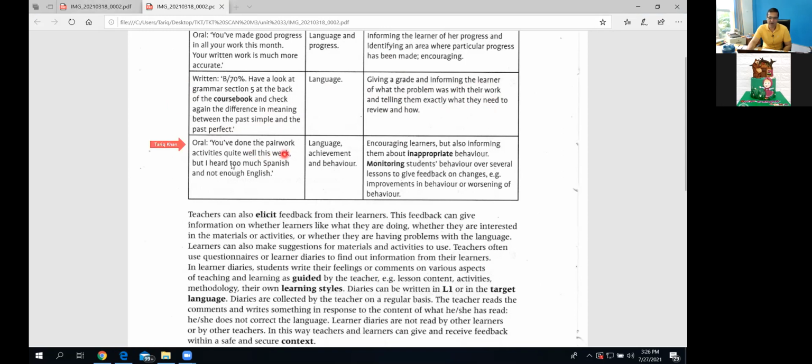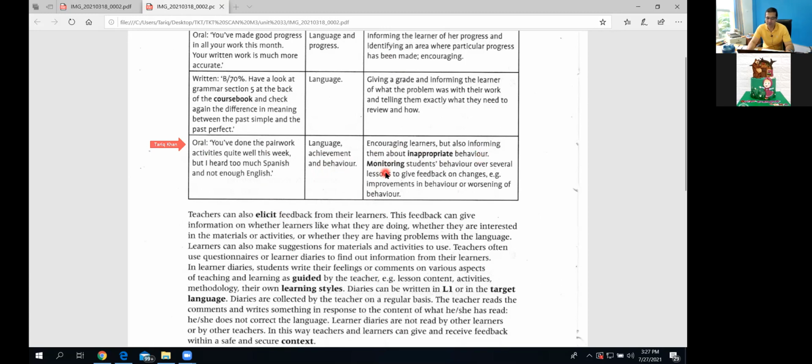You have done the pair work activities quite well this week, but I heard too much Sinhala and not enough English. Like they were doing the activities and here they speak Sinhala more rather than English. So there was language, achievement and behavior. Now here the behavior is also included there. Encouraging the learner, but also informing them about inappropriate behavior. Inappropriate behavior, why? Because they were talking in Sinhala while doing the activity which they're supposed to do in English.